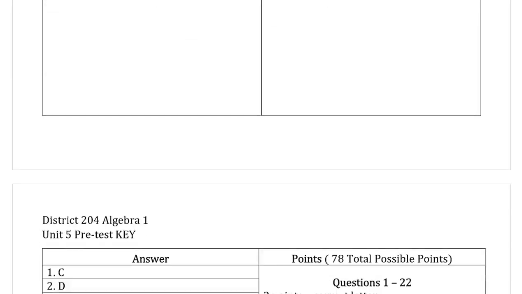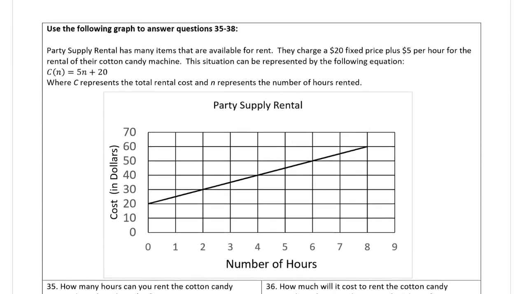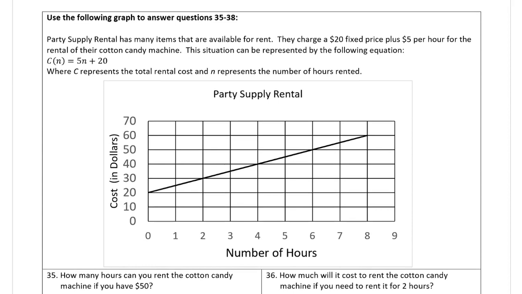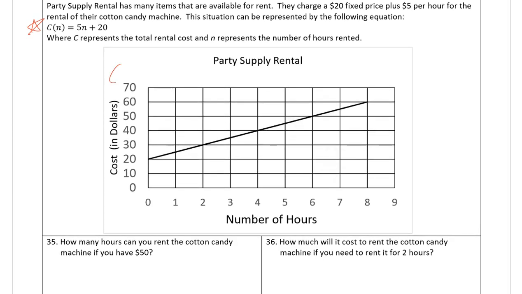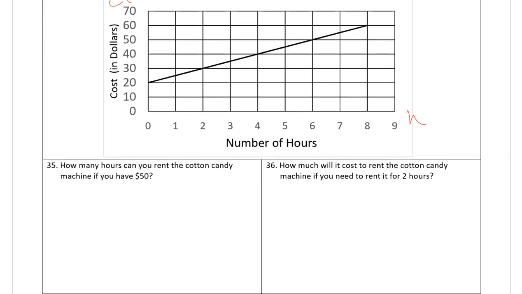Alright, I believe we're on our last chunk here. Pretest, okay. Alright, here we have used the following graph to answer these questions. So we have Party Supply Rental has many items that are available for rent. They charge a $20 fixed price and $5 per hour. So we have our equation here. And we said C is representative of the total cost and N is the number of hours rented. So this is like our C here, and this is like our N, or C of N technically, if we keep with our equation.